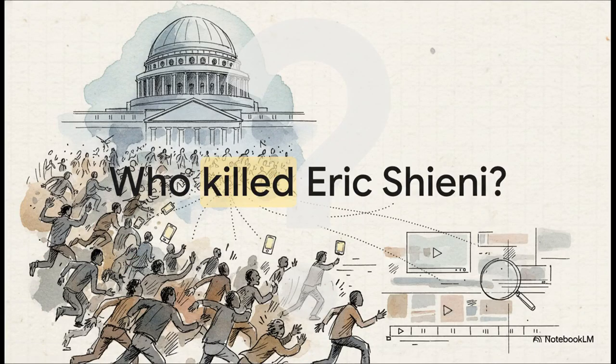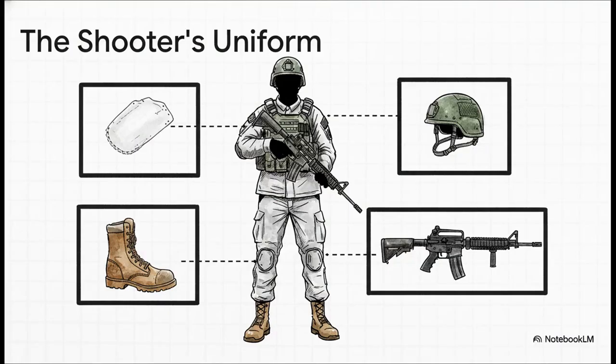The second victim, Eric Shieni, was killed inside the parliament grounds during a chaotic retreat. So once again, investigators turned to all that crowdsourced footage to answer the question, who shot the 27-year-old student? Now, unlike the first case, this time it wasn't a single detail, but a combination of them. The shooter's uniform had 4 specific features: a white shoulder patch, a matte green helmet, tan boots, and a solid stock rifle.